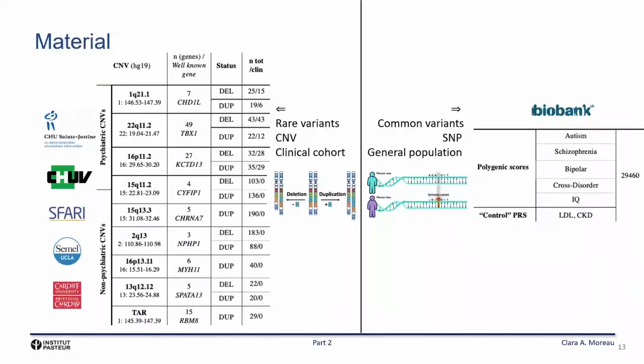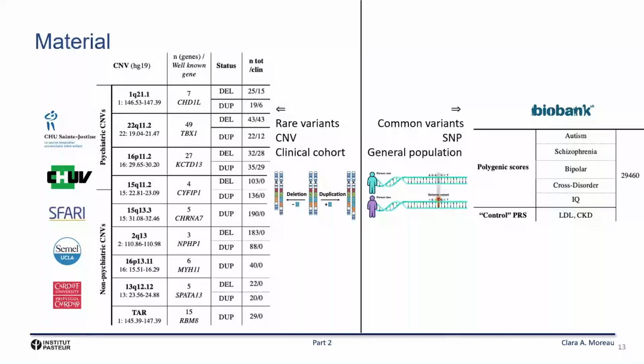So we collected data from several hospitals, including Saint-Justin in Montreal, Lausanne, CHUV, Cardiff Hospital, UCLA, and the Safari Consortium, because we wanted to characterize the impact of these 15 CNVs on connectivity. So that's the left side, and on the right side, we also wanted to investigate polygenic risk scores, so common variants, SNPs. That's the sum of the individual effect of each SNP. So that's how PRS are built.